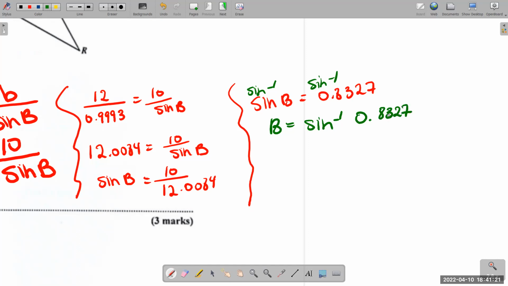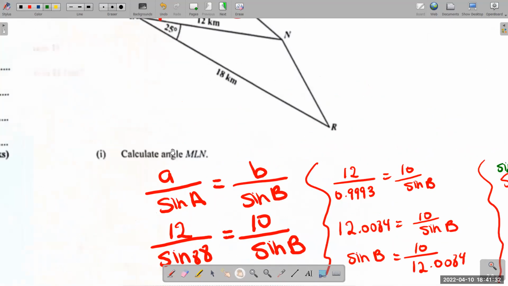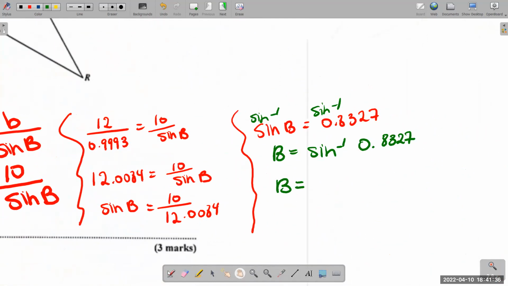0.8327. So B is equal to... but you see, is it 56 km? They ask you for a side. What did they ask you for? Angle. And I'm going to be honest with you, anytime you use sine inverse, cos inverse, tan inverse, that changes length to degrees. So it is going to be 56 degrees.